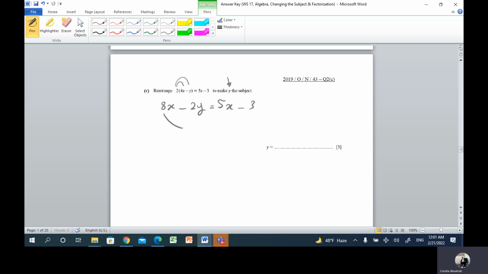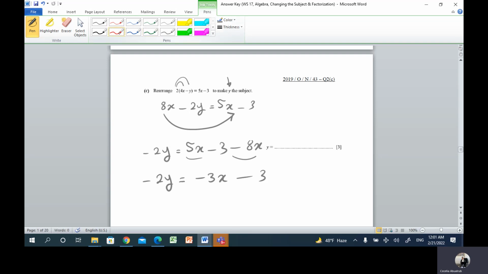So we're going to send this to the other side of the equal. What is left here is minus 2y equals 5x, which was originally there, minus 3, which was originally there. When we transfer 8x from left to the right of the equal, it will become minus 8x. So minus 2y is equal to 5x minus 8x, which is minus 3x, minus 3.